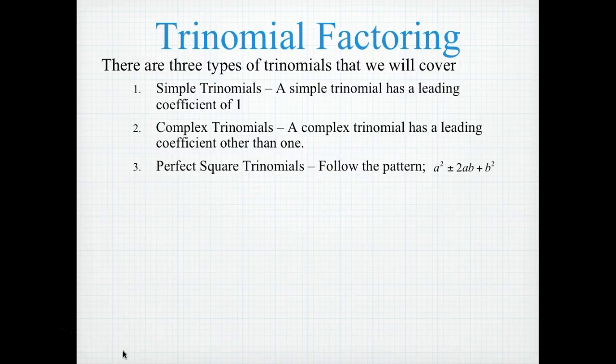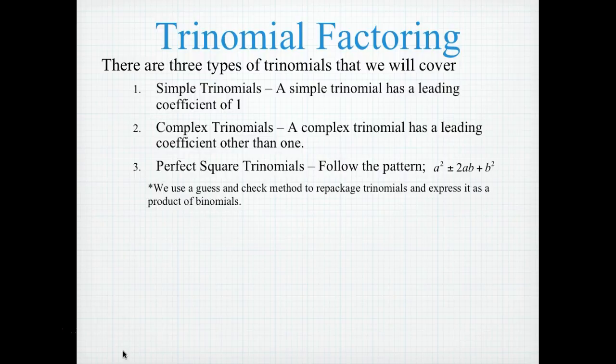Perfect square trinomials follow the following pattern. You have a squared plus, sometimes minus, 2ab plus b to the second. So that middle term can be positive or sometimes it can be negative. It won't be both. It'll be one or the other. We use a guess and check method to repackage trinomials to express them as the product of binomials.